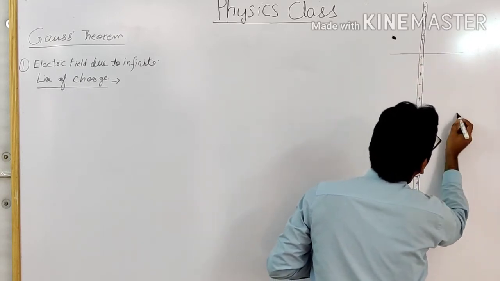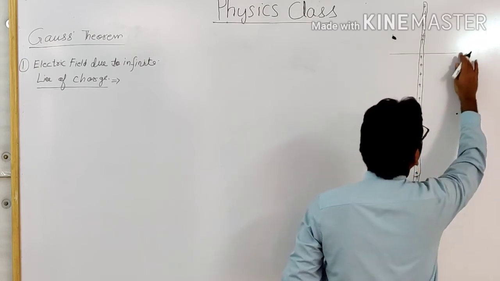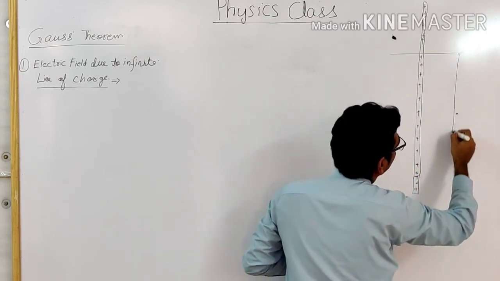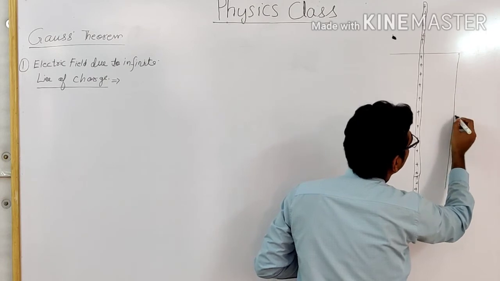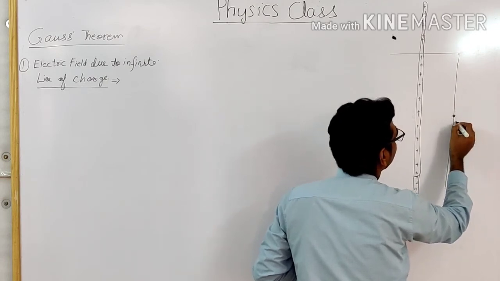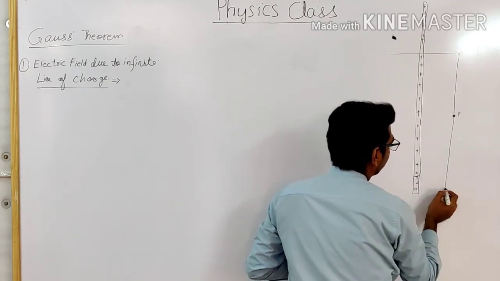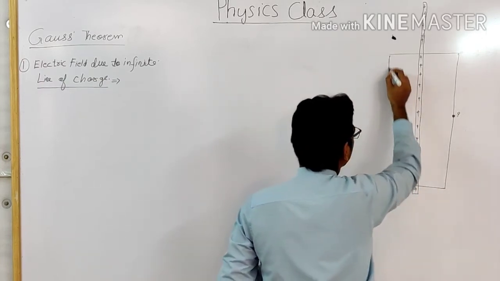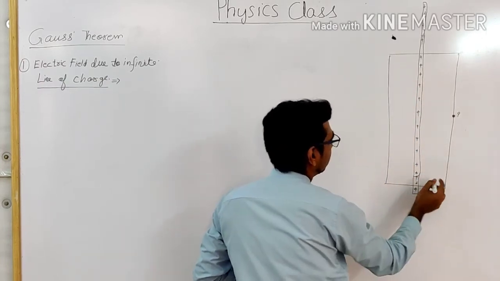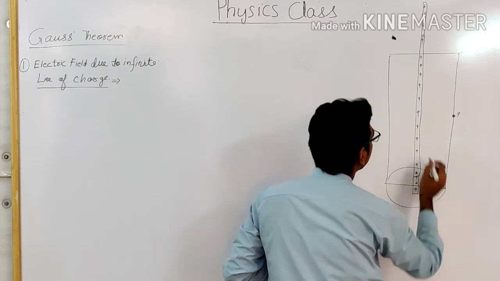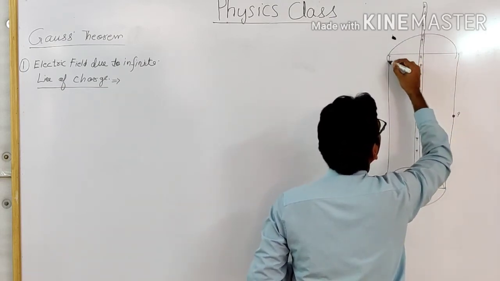Let us shift a little bit over here. Let this point P be over here. So our cylinder will be small. And this is a cylinder, a cylindrical surface.